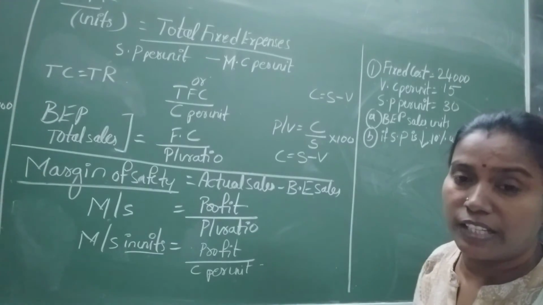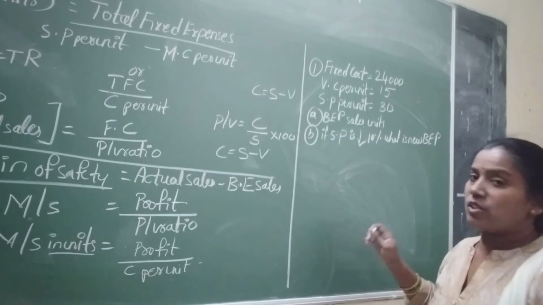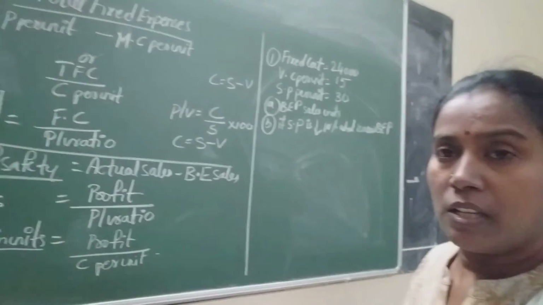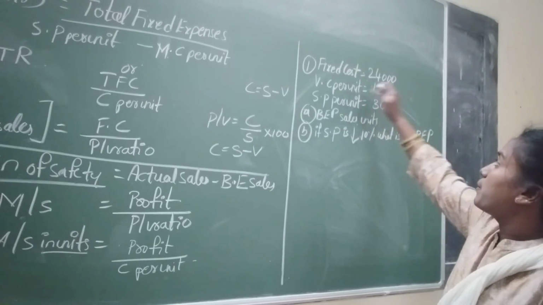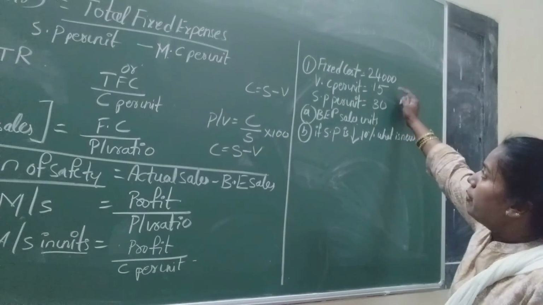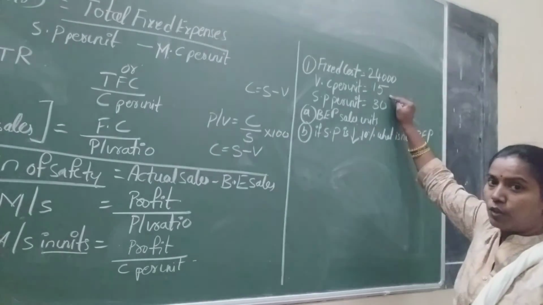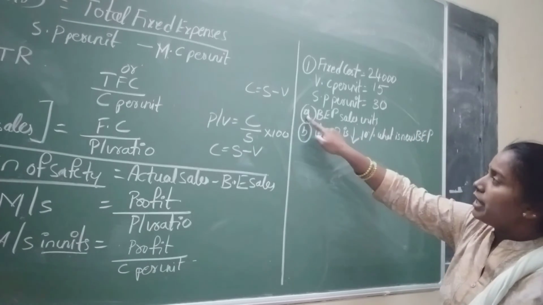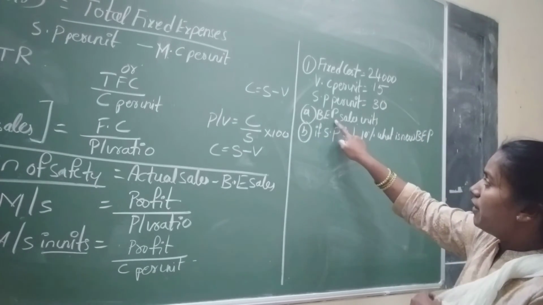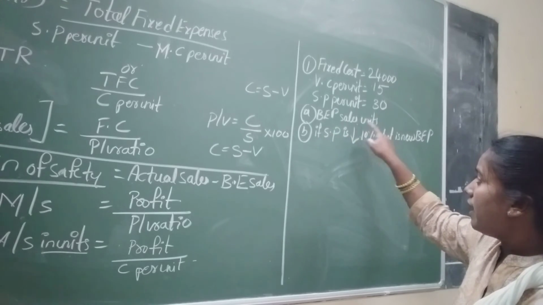I repeat the question once again. Hope you people are able to see the question clearly. The question is about fixed expenses. Fixed expenses are given as 2,40,000. Variable cost per unit is 15 rupees, and the selling price per unit is 30 rupees. In the first point, he asked for the break even point, for sales as well as units.